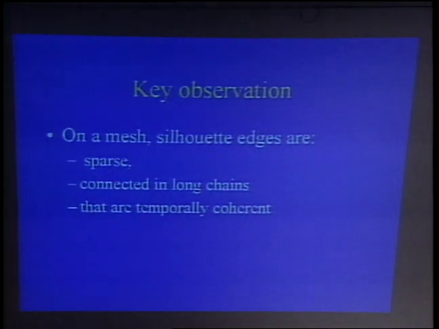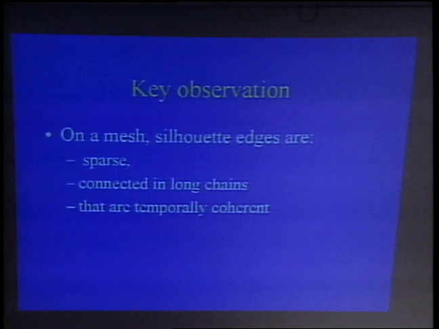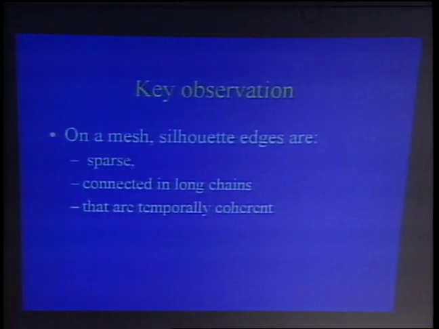But there's a key observation, and this was part of that first paper that I mentioned from SIGGRAPH 97. And you can use this to develop a faster algorithm. So the observation is that you never find a silhouette edge just sitting there by itself. It's always connected to at least two more, one on either end. And that's a simple enough thing to prove.